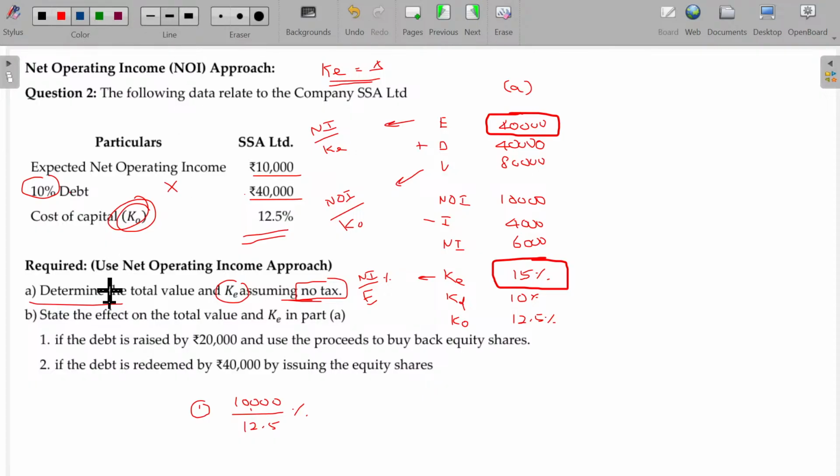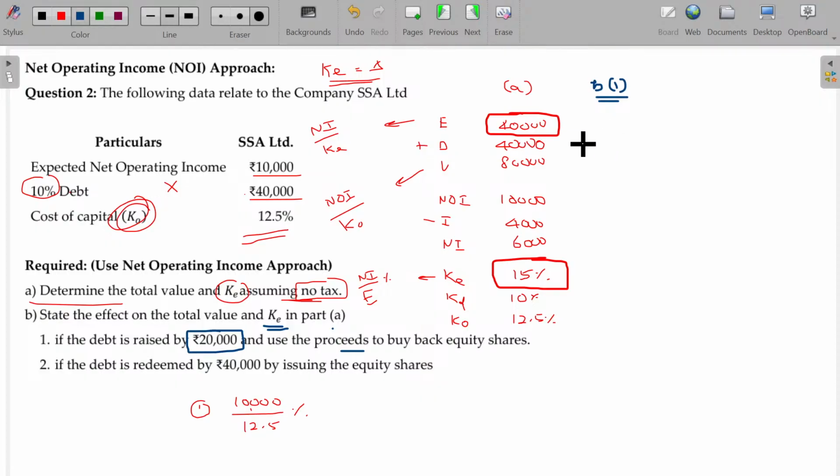What happens in the second scenario? B. State the effect on the total value and KE in part A if the debt is raised by 20,000 and use the proceeds to buy back equity shares. So B, scenario 1.